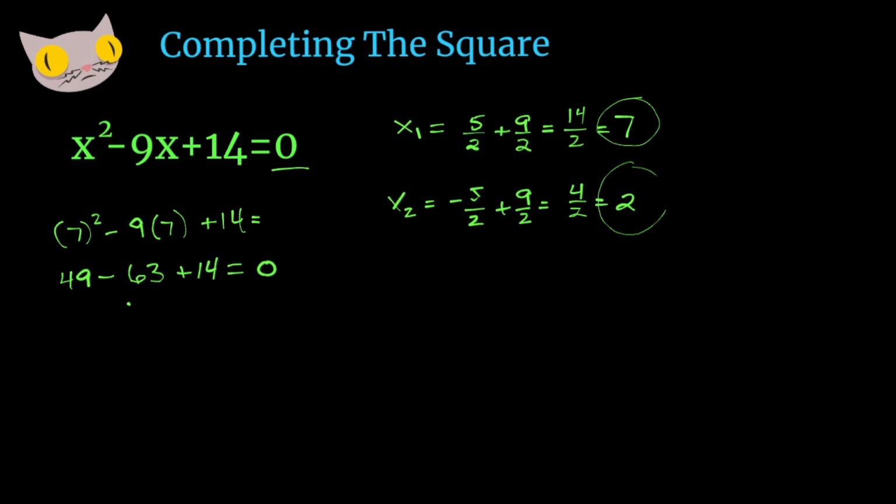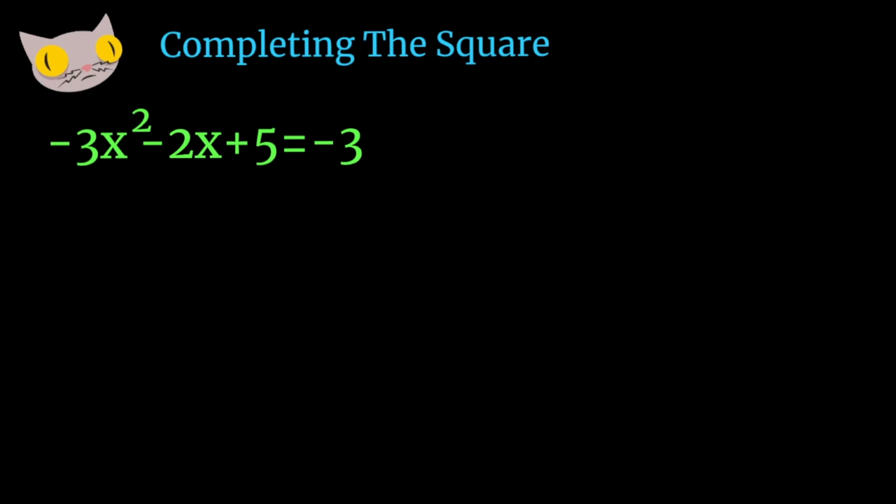Let's try for 2. So 2 squared minus 9 times 2 plus 14. That gives us 4 minus 18 plus 14. And that gives us 0 as well. So we found our roots by completing the square. Let's go ahead and do one more example.